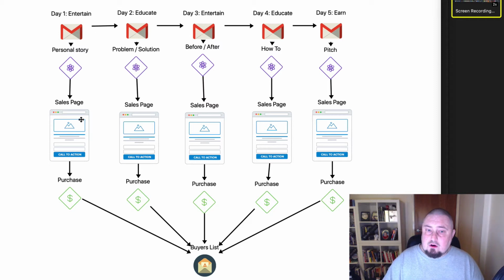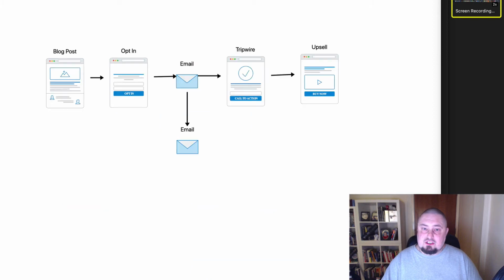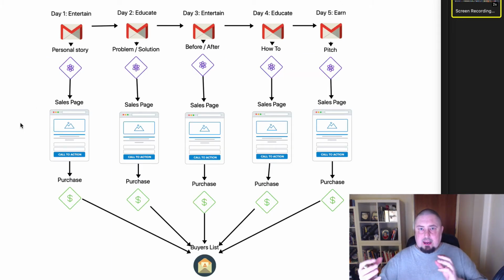The content of that at some point leads to a sales page where they can purchase something that is relevant to the story you're telling, which is going to be relevant to the blog post, which is relevant to the freebie, to the lead magnet. So everything works together. Everything is targeted. And that's how you increase your conversion rate.